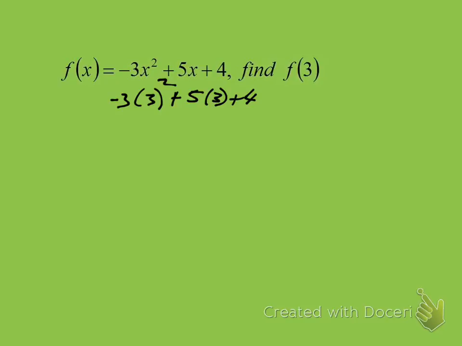Alright, you plug in 3 for x. 3 squared is 9 times negative 3 gives you negative 27. Plus 5 times 3 is 15. Plus 4. So negative 27 plus 15 plus 4 gives you negative 8. Cool. All right, now, watch this.